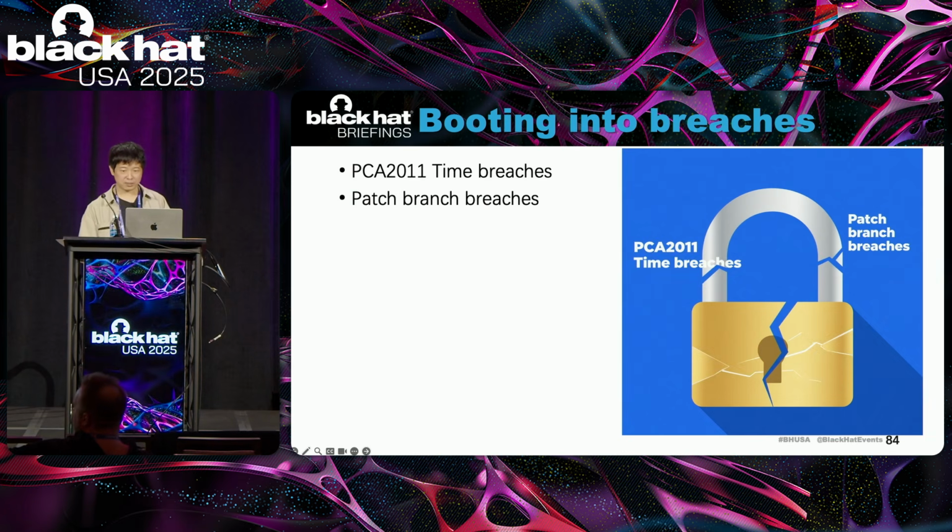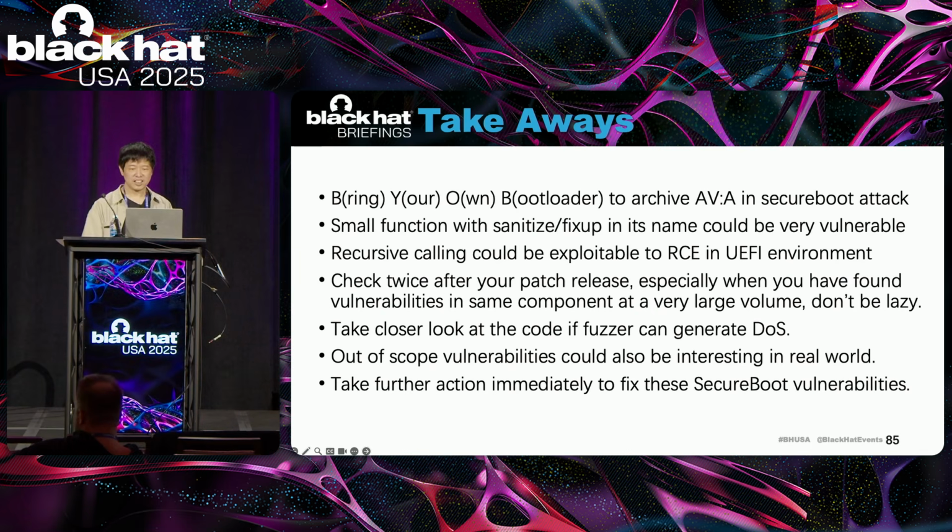So back to my topic title, now you know that there are 2 breaches for us to boot into by default right now. One is the PCA 2011 temp breach. This breach makes nearly every PC with UEFI SecureBoot enabled exploitable by default to all my findings. The other is the patch branch breach, which makes you exploitable by default, even if you update to the latest operating system patch. And the takeaways: first is BYOB to achieve remote attacks in the bootloader.